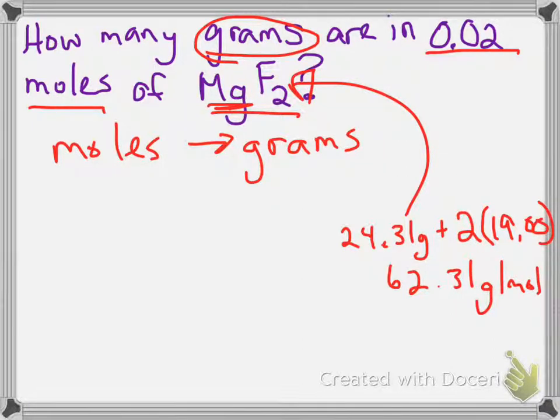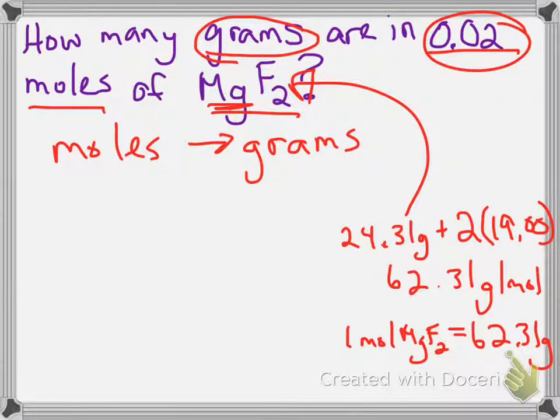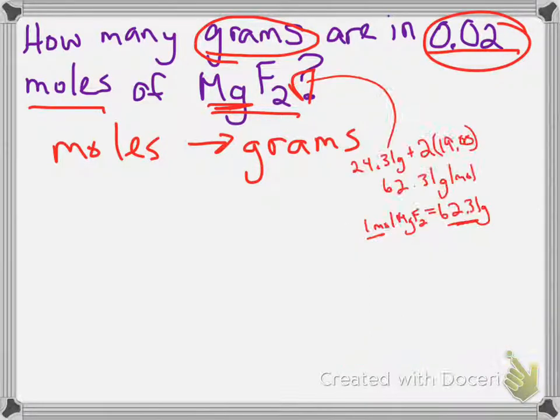So if we had 1 mole of magnesium fluoride, that would equal 62.31 grams. But we don't have 1 mole, we have 0.02 moles. So we're going to expect a number to be a lot smaller than 62.31 because that's the number of grams for 1 mole. So now we're ready to solve for the number of grams.